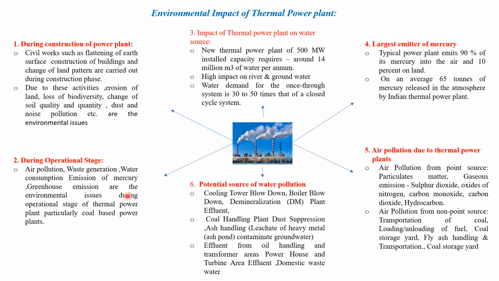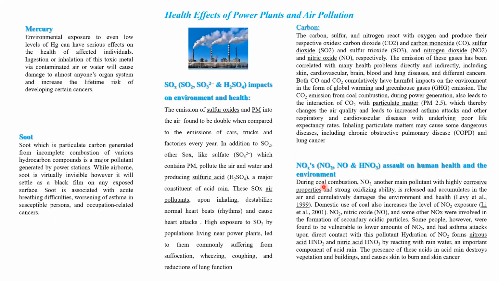That's during construction, during the operational stage, and water source. The fourth one is mercury, the fifth is air pollution, and the sixth is potential source of water pollution. So these are the impacts on the environment. Now we have seen the impact of thermal power plant, and we'll study the health effects of power plants and air pollution.